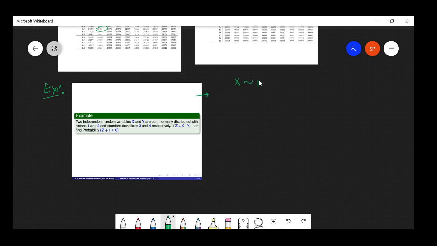Now the solution: X with mean 1 and standard deviation 3 has variance 9. And Y also follows the normal distribution according to the question, with mean 2 and variance 16, since standard deviation sigma is given, sigma square is 16. Now if Z is equal to X minus Y, then find the probability that Z plus 1 is less than or equal to 0. We know that if X and Y follow the normal distribution, then the difference also follows the normal distribution by the additive property of the normal distribution.